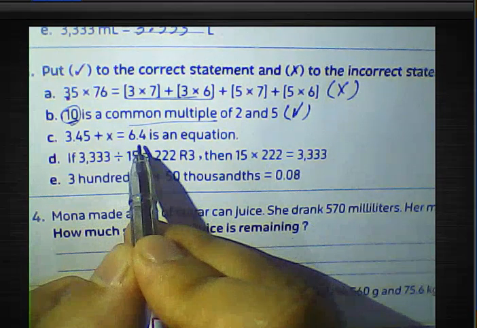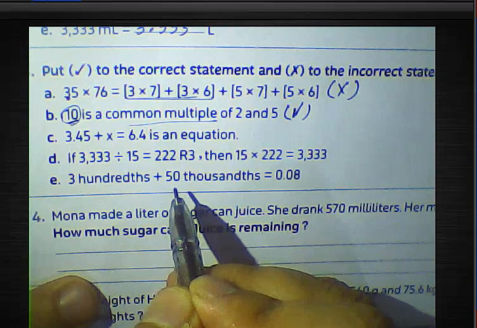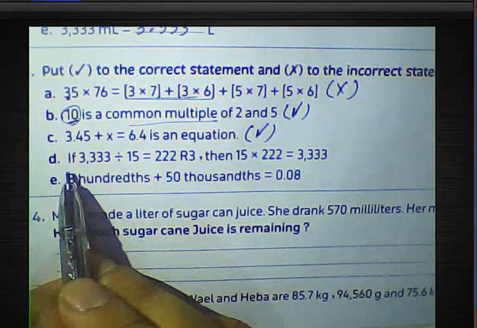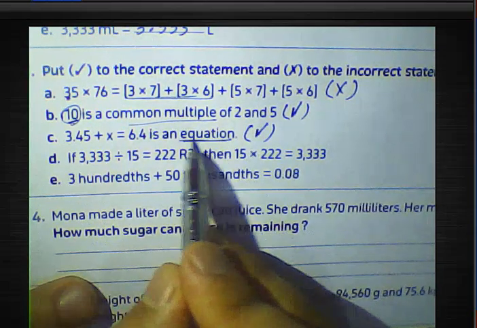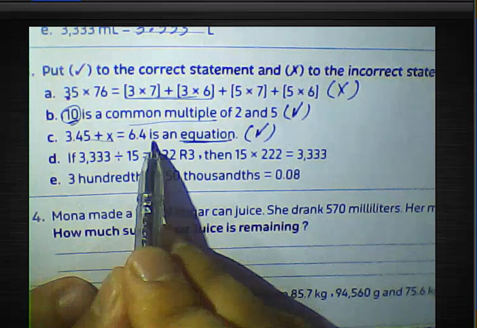Letter C. 3.45 plus x equals 6.4 is an equation. True or false? It's true. He asked about this example. Yeah, it's an equation because we have an equal sign between two expressions.